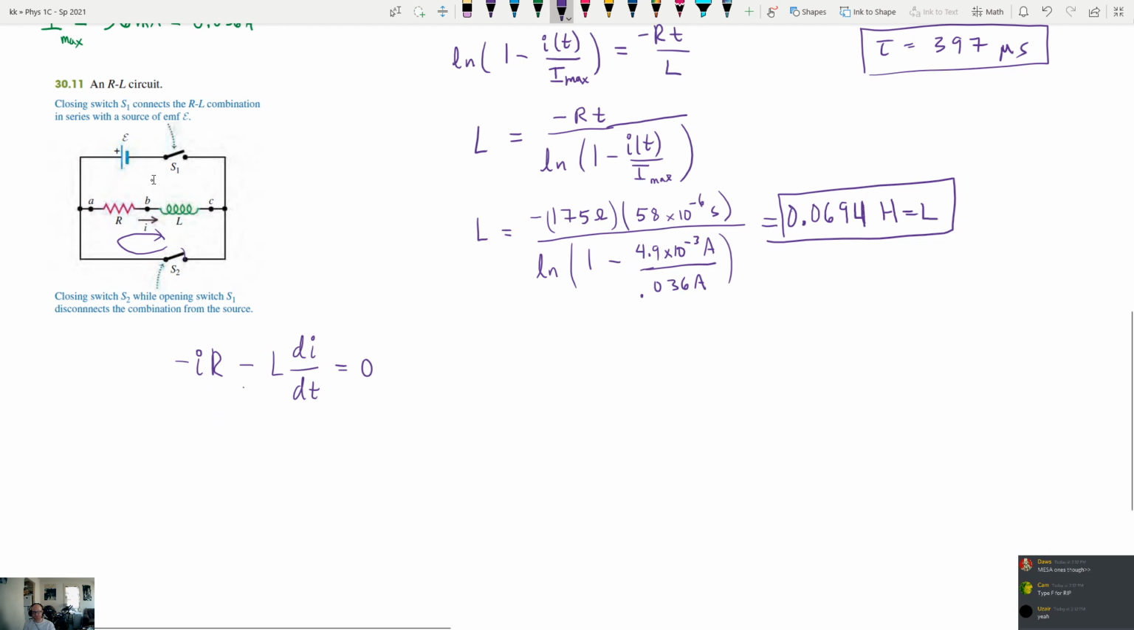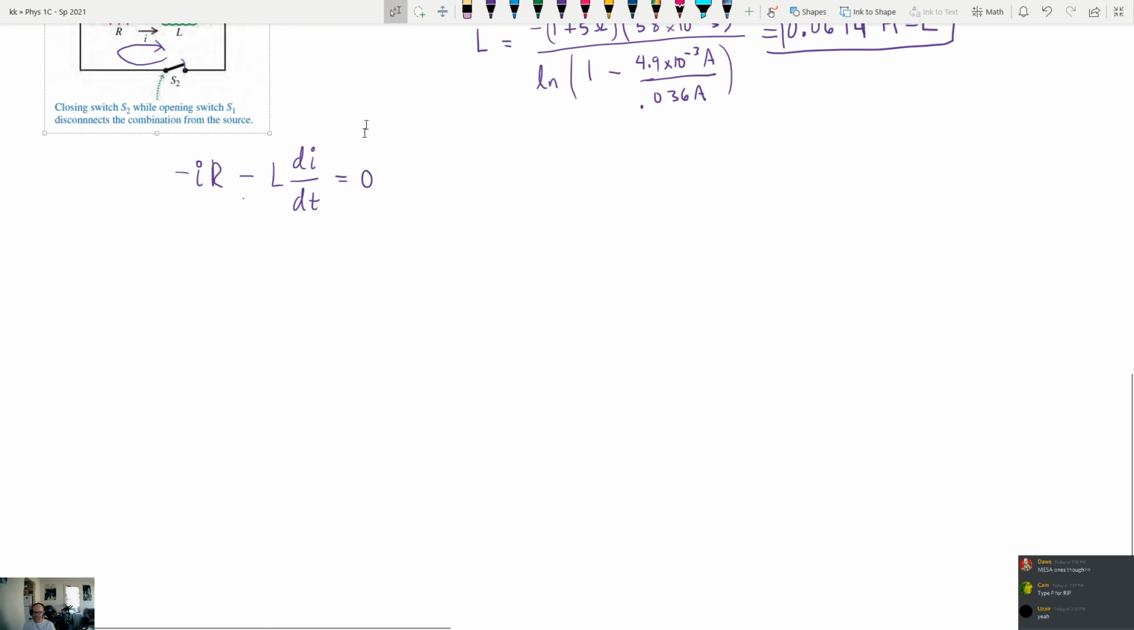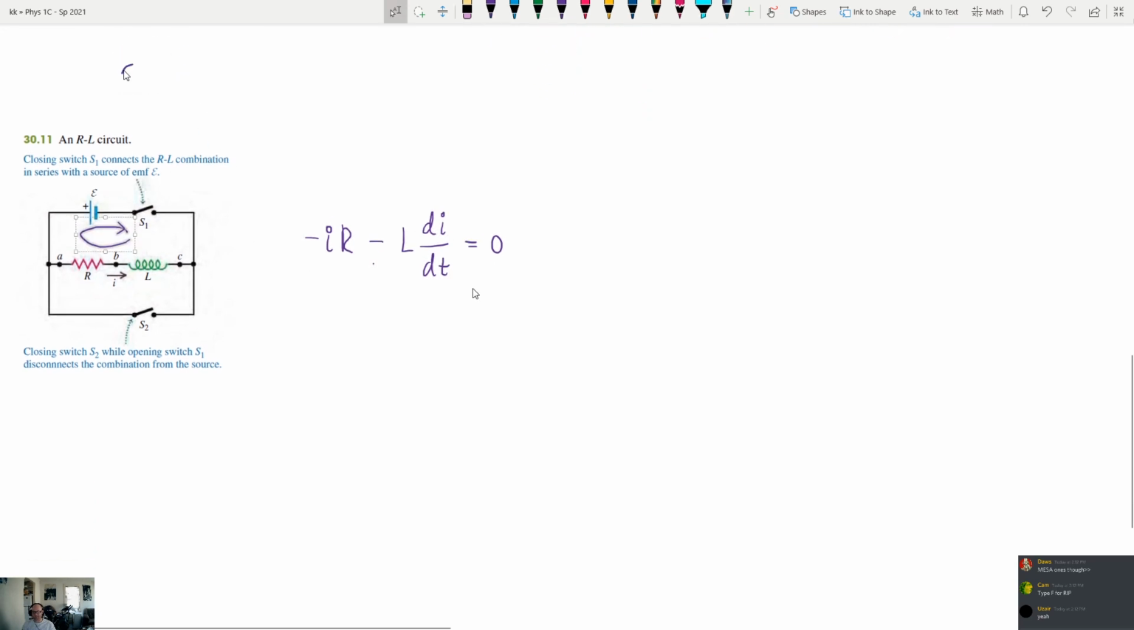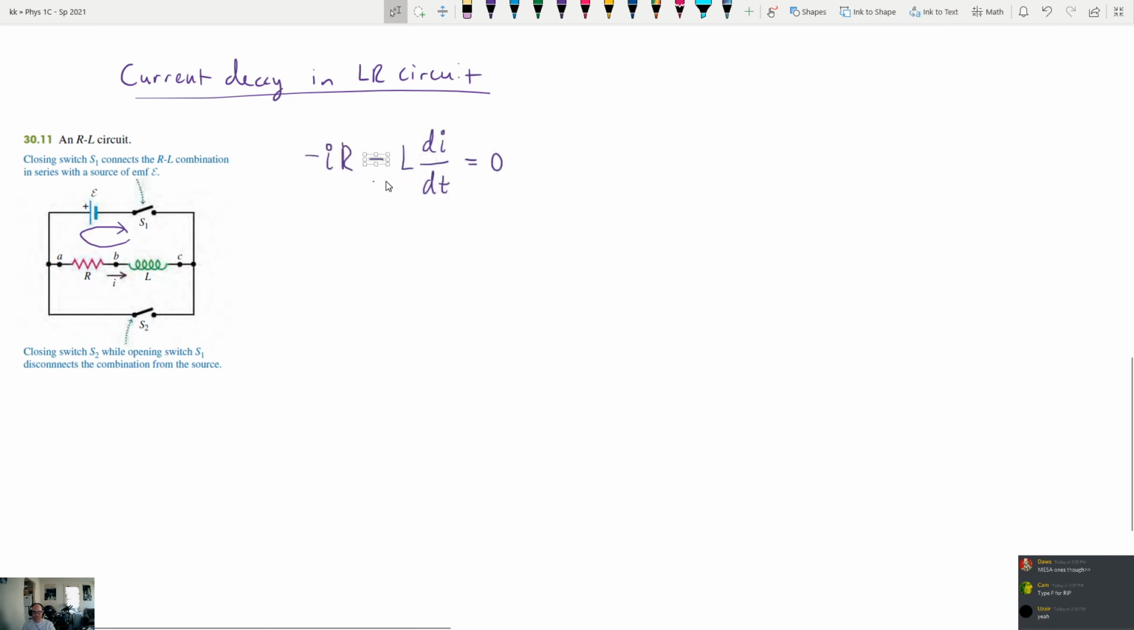So I should probably title what we're doing here. We're using this equation. That was our loop. So this is current decay. Okay, so there's our equation. I was trying to think for a second if I should make this positive, but I don't think we need to. Because if the dI/dt is negative, then this will automatically become positive, so I think it's fine. But it might not be fine, we'll see.